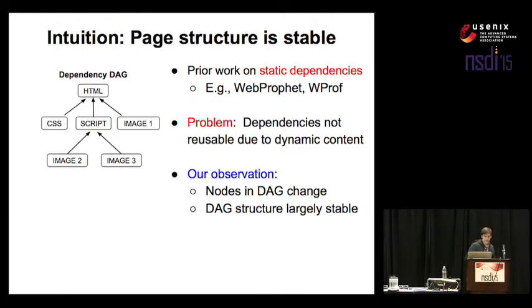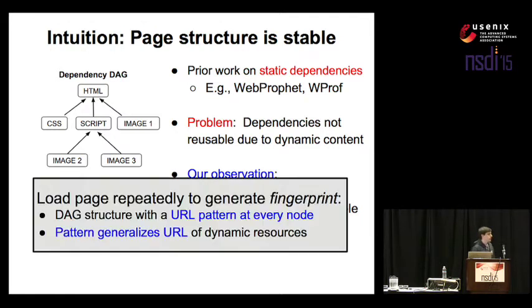So using this observation, what we do is we load a page repeatedly to generate what we call a fingerprint for that website. Now, the fingerprint is this dependency structure like you see here, but what's stored at every node in the dependency structure is actually a URL pattern. The reason we use this pattern is because it allows us to generalize the URL of any dynamic resources, so that when we see that headline image in the future, although it might have a slightly different URL, we can still recognize, hey, this is the headline image, it goes here in the dependency structure, and we know how to prioritize that.